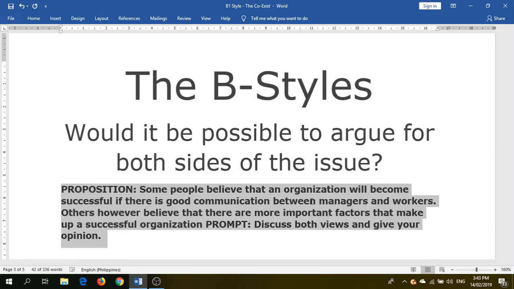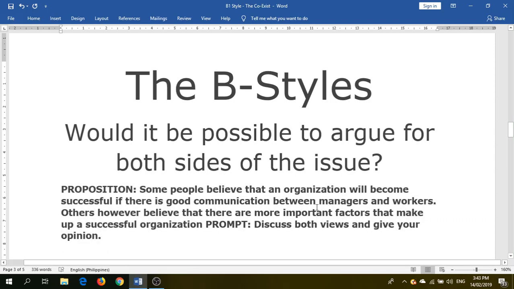Discuss both views and give your opinion. So the writer, my student, correctly recognized this as a crossover. It's not a one-sided question prompt. And that being the case, the writer knows that you cannot possibly use the A1 style anymore because this is a crossover. And so the only options left would be the A2 style or any of the B styles.